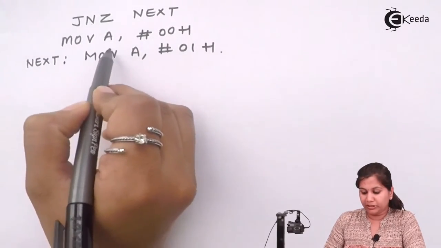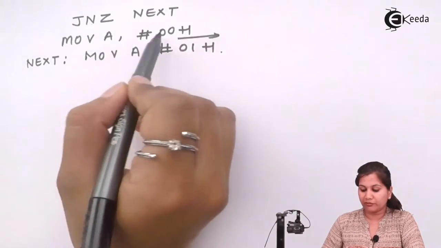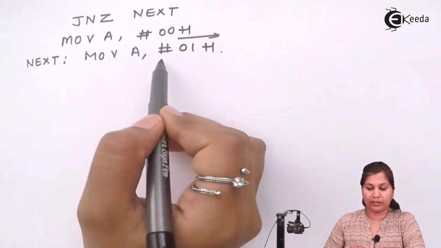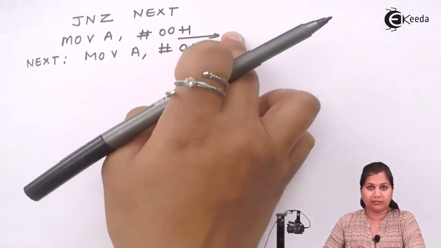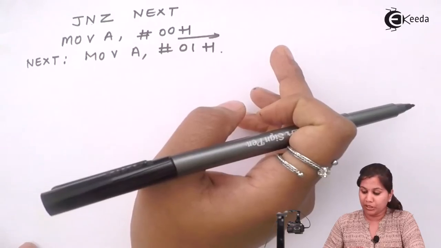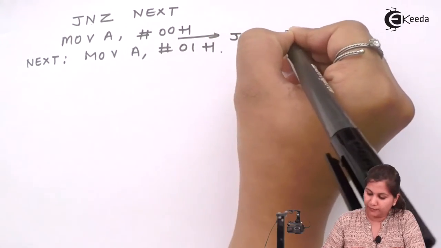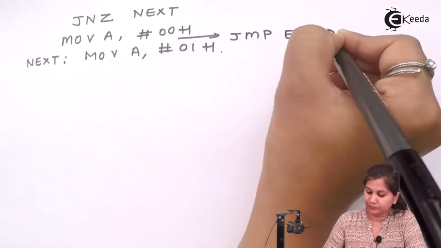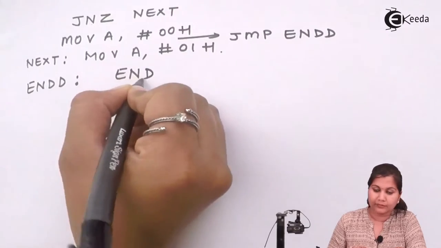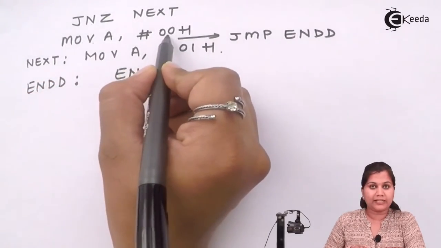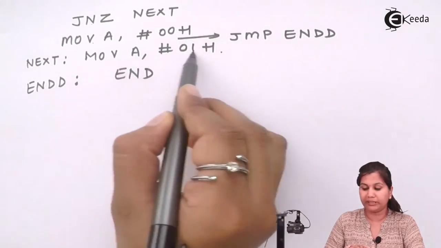Now if in between these two instructions we are not writing any middle instruction, then first it will move 00, after that it will move 01. But in between the two, we have to end the program. Now if we write end here, then this instruction will not be executed. So we will use a jump instruction, jump on ENDD, and ENDD is a label given to the end instruction. So when even parity is found, it will jump to the ENDD label and end the program. It will not execute the middle instruction.